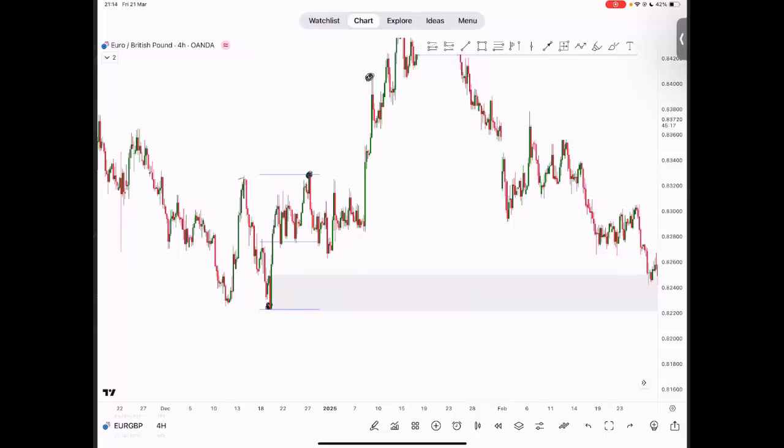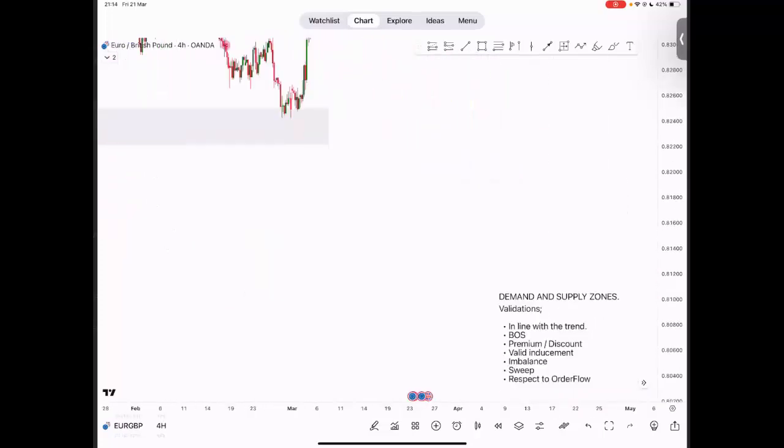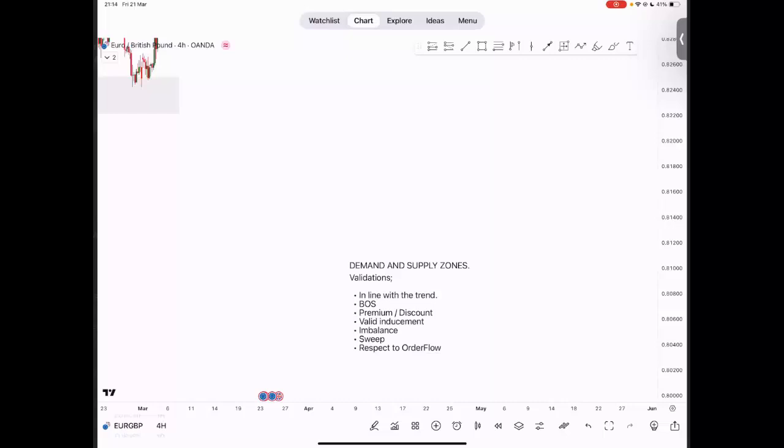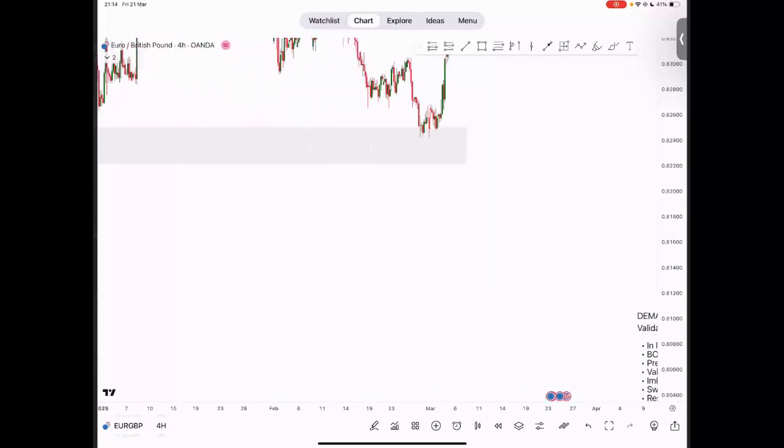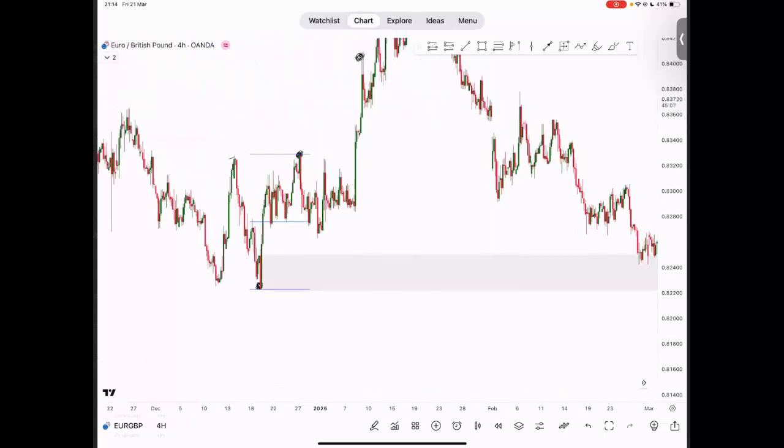And then we go to the next validation, which is a valid inducement. Emphasis on valid inducement. You know that there are different types of inducements that price can create before your entry. I told you guys, I did a class on liquidity and inducement, where I talked about the structural inducements, the trend line liquidity, and the double tops and triple tops, which are classified as equal highs and equal lows. They're also forms of liquidity.